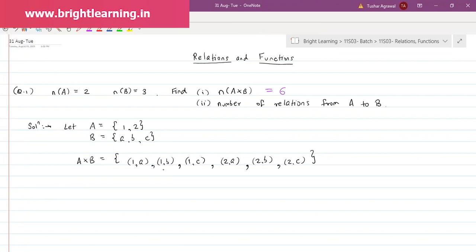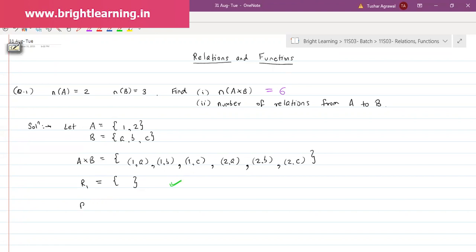Yes, very good, Sanat. So this is what A cross B looks like. So A cross B cardinality is 6. This much was clear from yesterday's class. Now number of relations, if I tell you how to find it: a relation from A to B is any subset. So actually what I'm asking you is how many subsets can you form of this given set A cross B. The null set is also a subset, so yes, this is a relation from A to B.